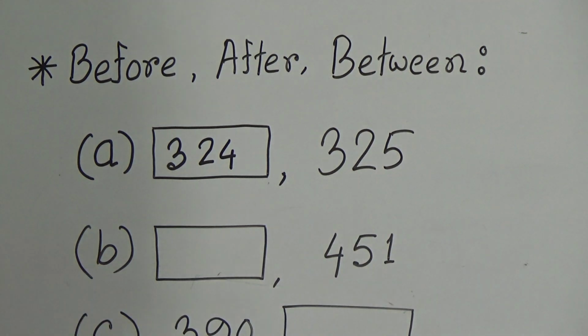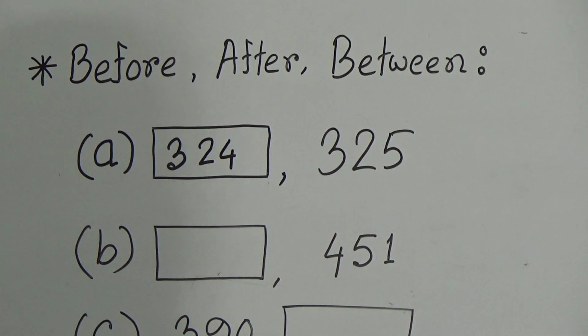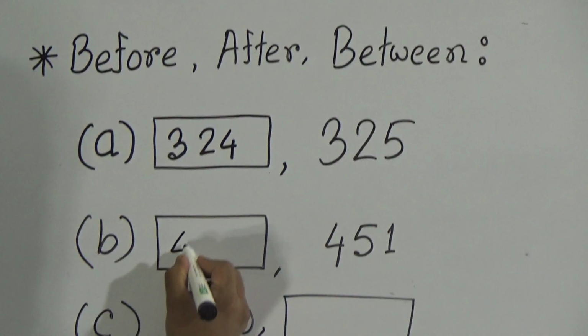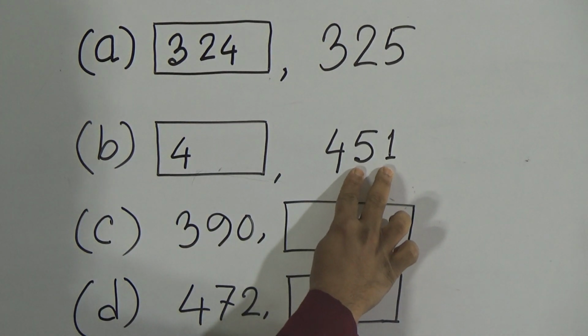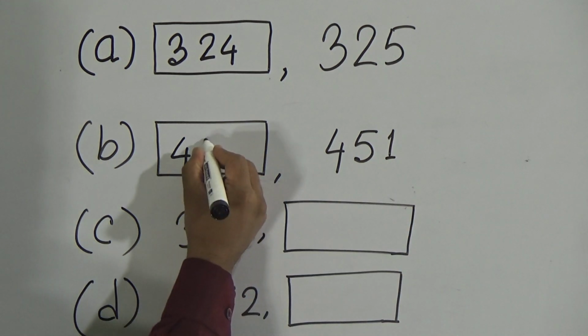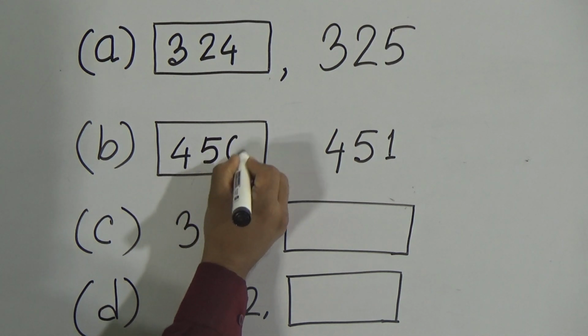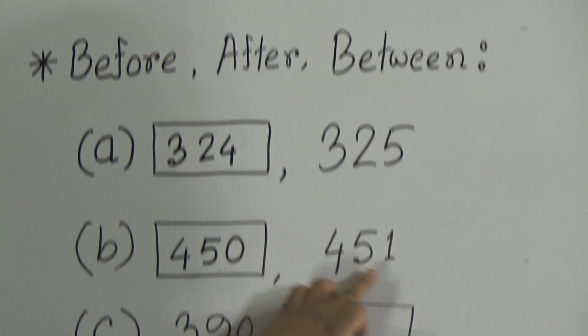Now the next one is activity B. The first one is blank, then 451 is given. That means we have to find the previous number, the before number of 451. It must be in the 400s, so write down 400 here. Now which number comes before 51? The previous number of 51 is 50. That means it must be 450. So, dear students, 450 comes before 451.